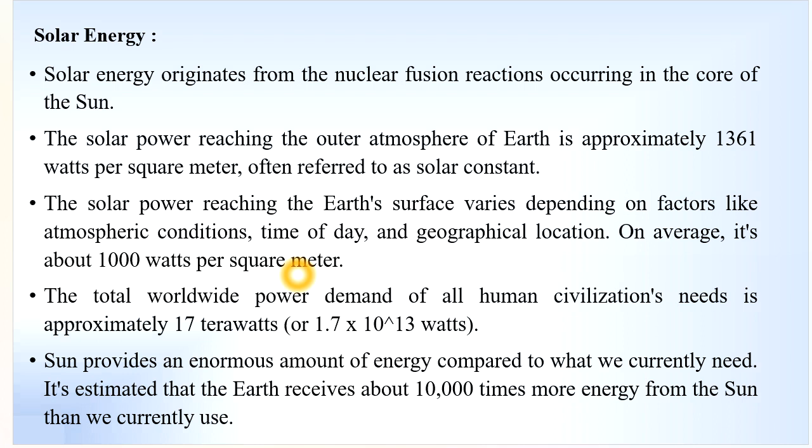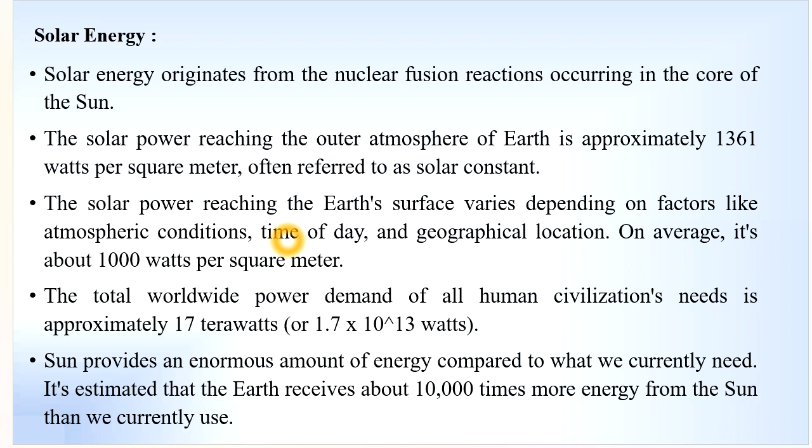The solar power reaching the Earth's surface varies depending on factors like atmospheric conditions, time of the day, and geographical location. On average, it is about 1000 watts per square meter. So there is some difference. The solar constant, which reaches the outer atmosphere, is 1361 watts per square meter, whereas the one reaching the Earth's surface is different, because of the atmosphere.